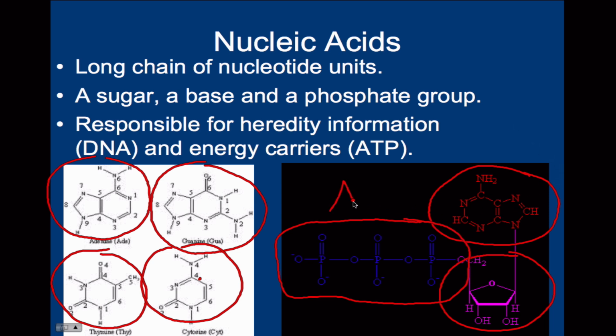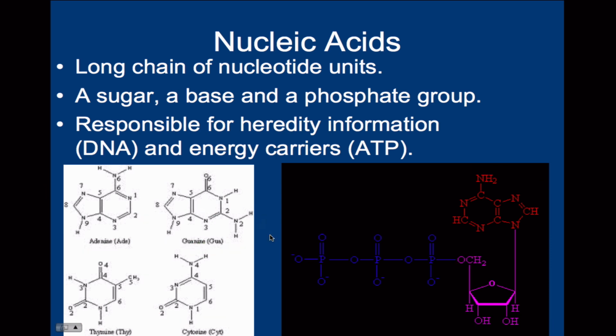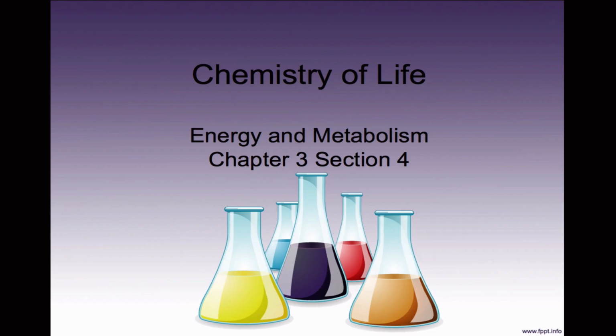All right, so this shows ATP. This is basically the energy molecule in our cells, and it's really just a nucleic acid. Over here, these would be the bases that form the DNA. And we're going to talk about those in a lot of detail later in the course. Okay, moving right along, we're still talking about the chemistry of life, and this one is about energy and metabolism.